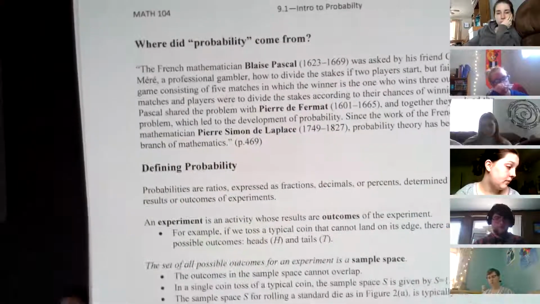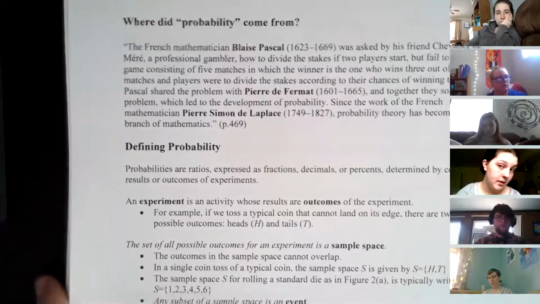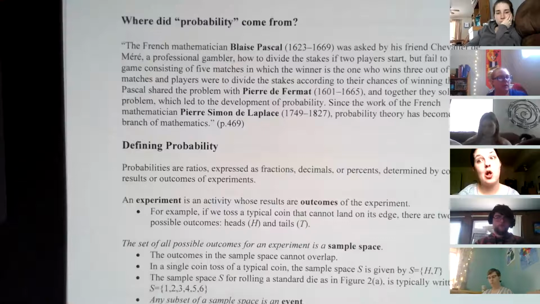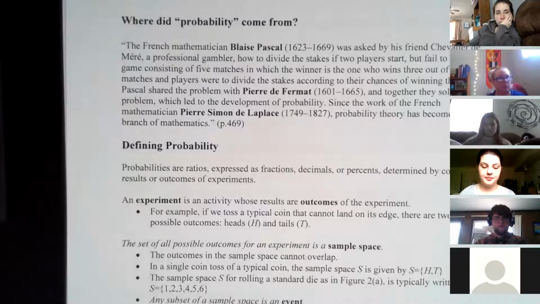So probability. We have this dude named Pascal who had a friend who was a professional gambler, and he wanted just to know how to calculate their winnings or their chances of winning a game. So that's where we had the start of it. Then we also had Fermat. He came up with some problems, and that started developing the field of probability.